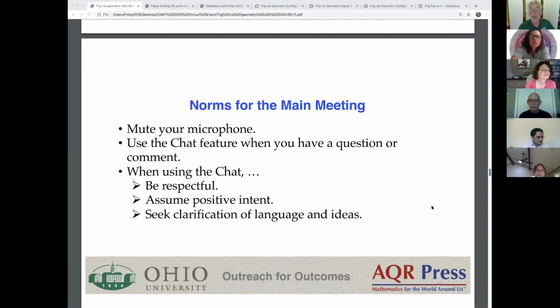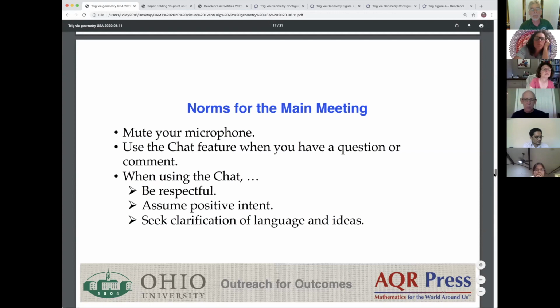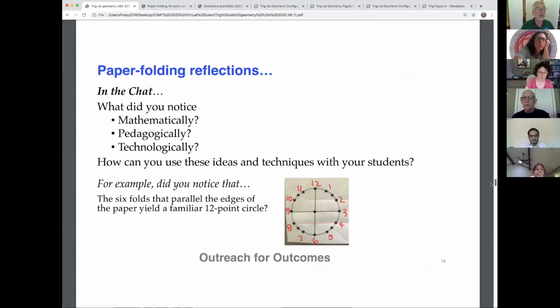Welcome back, everyone. We've just finished our first breakout activity, and we have been doing some paper folding. So in the chat, what do you notice mathematically, pedagogically, of how the technology was used, and think and reflect on how you could use these ideas and techniques with your students.